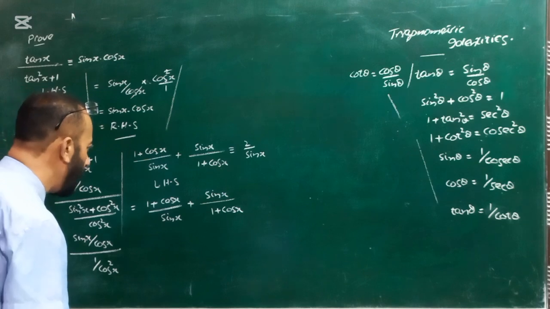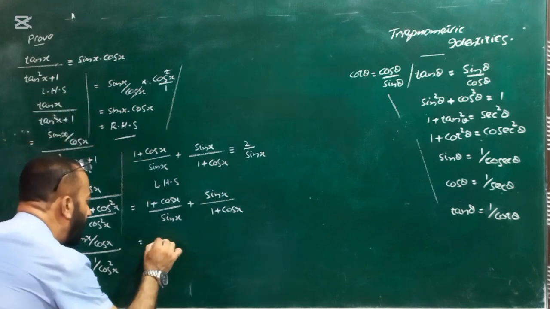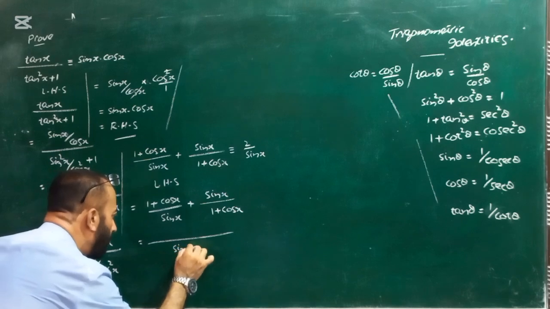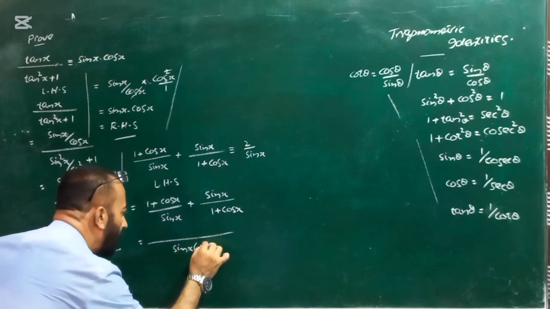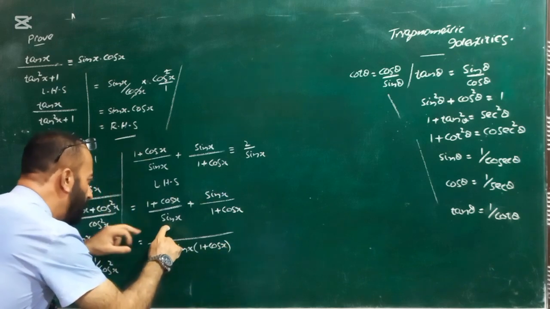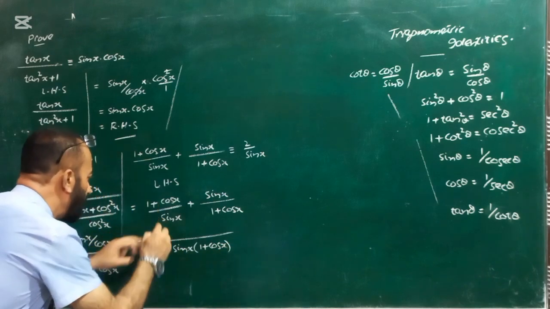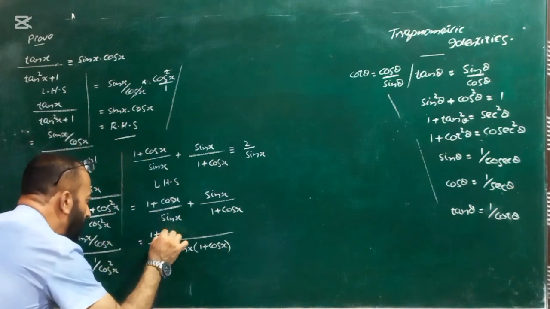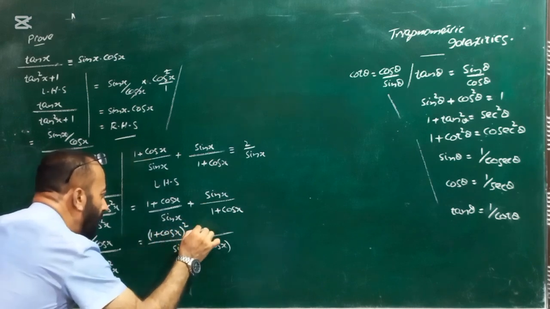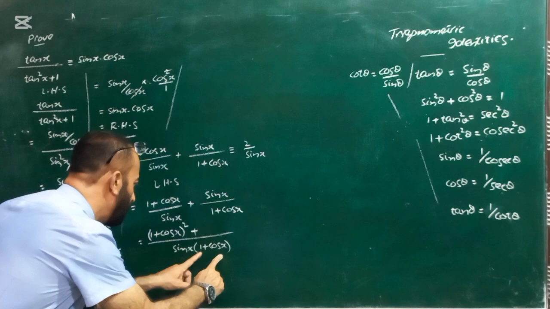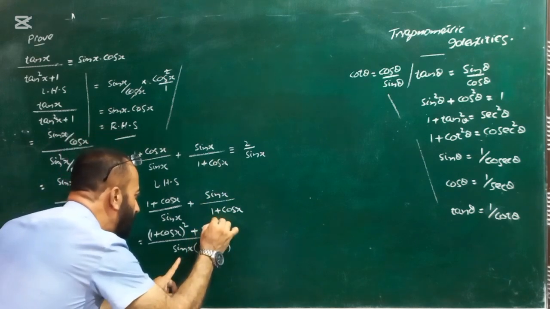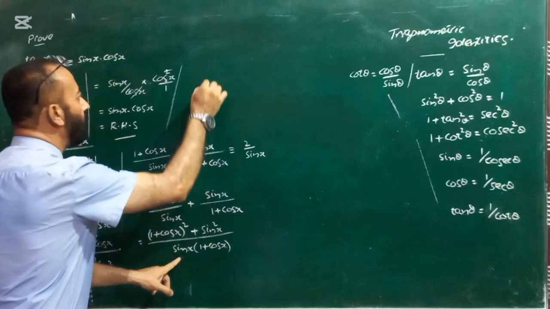Okay, now take LCM. LCM will be sine x into 1 plus cos x. So this sine x will be cancelled by this. So 1 plus cos x will be multiplied by this one. So it will become 1 plus cos x whole square, plus 1 plus cos x will be cancelled by this. So sine x will be multiplied by this one. So it will become sine square x.